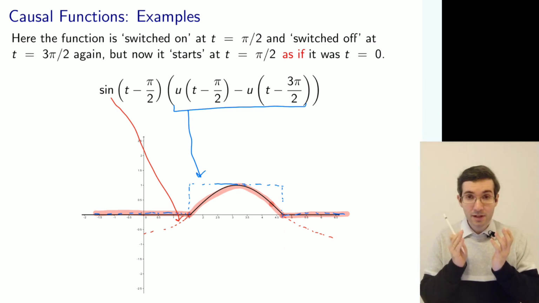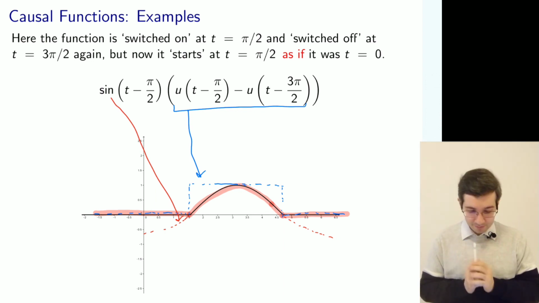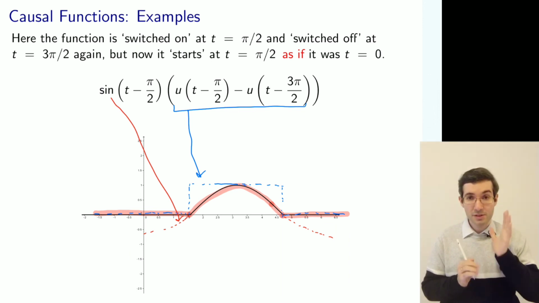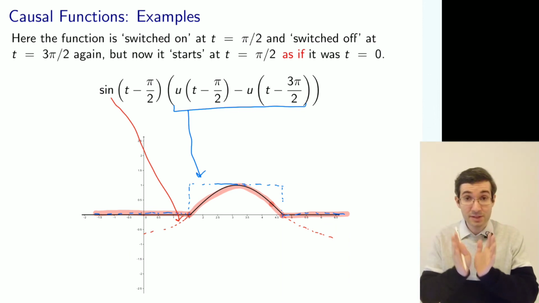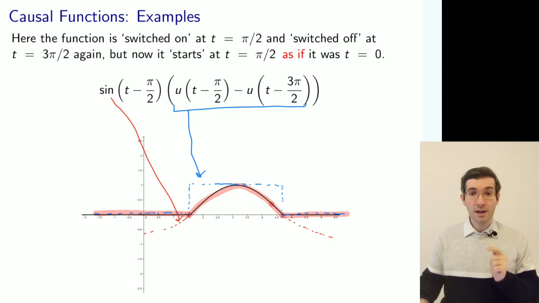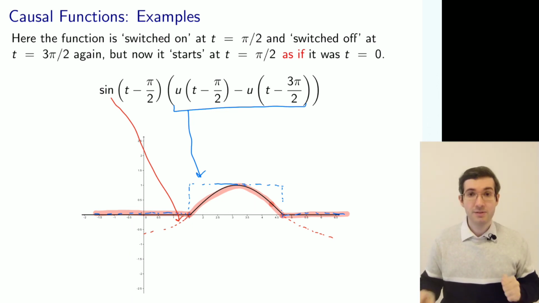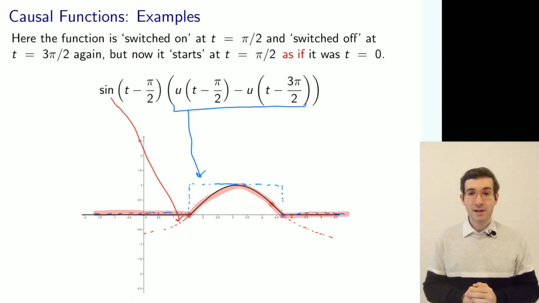So that is an example of a causal function which has a direction in time, that something happens, and that will be needed to analyze more difficult ordinary differential equations in the future.